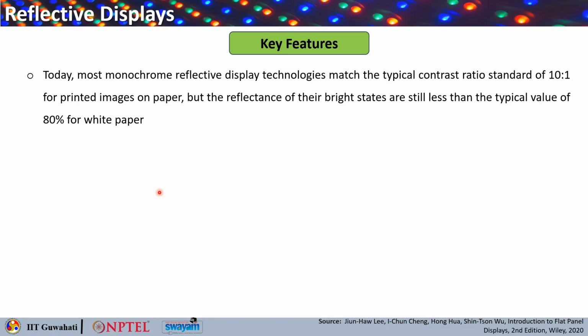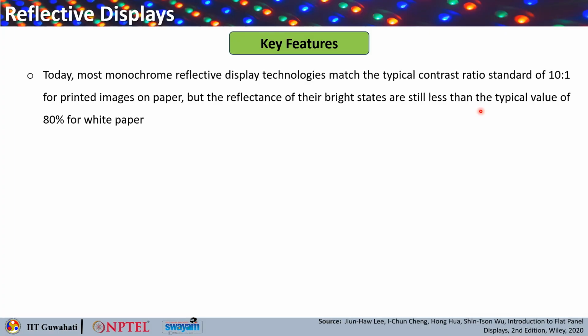Today, most monochrome reflective display technologies basically match the typical contrast ratio standard of 10:1, that is for the printed images that you see on paper, but the reflectance of their bright states is still less than the typical value that you get out of white paper, which is around 80%.